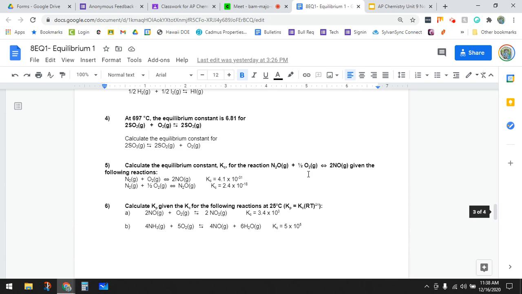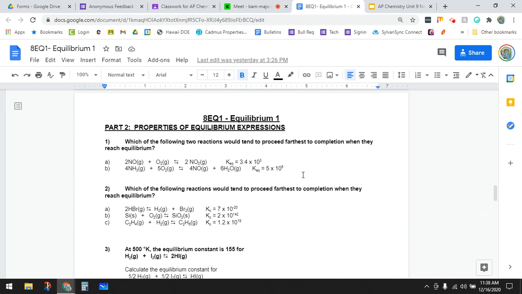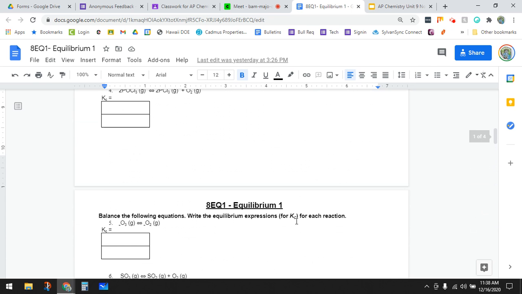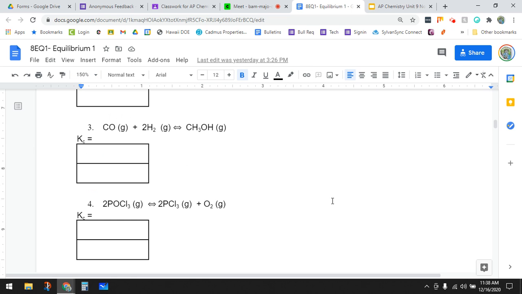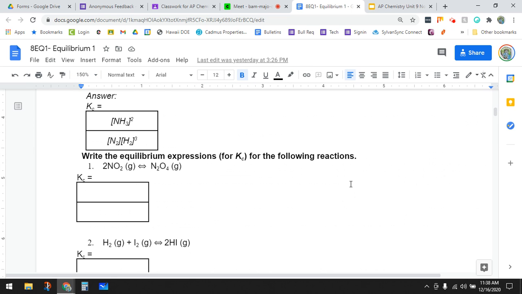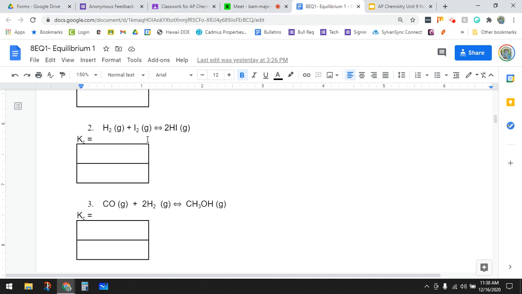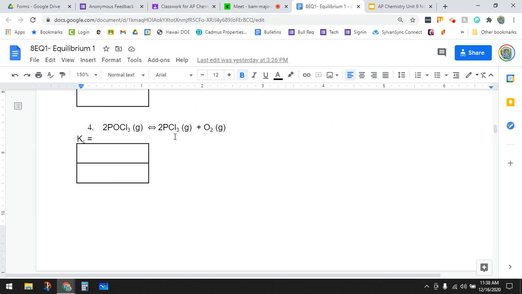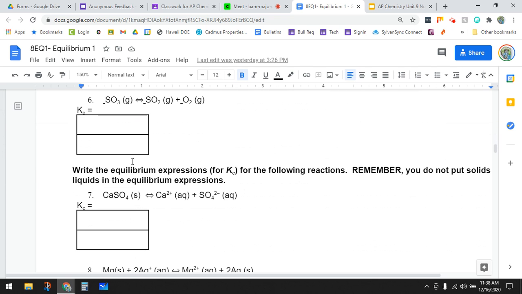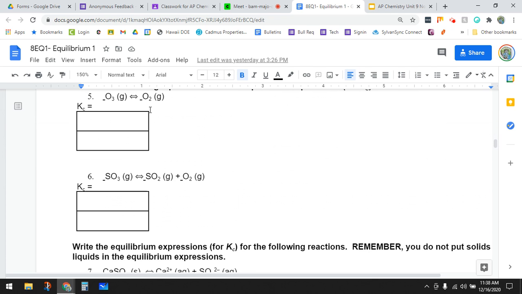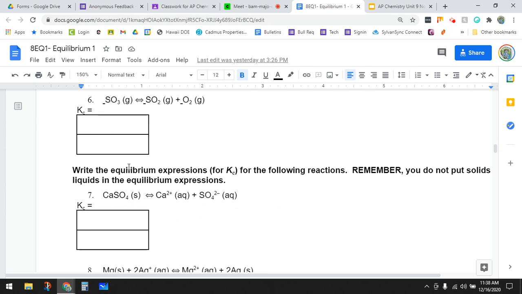Let's look at one of these. So this is the work that you're going to be doing for homework, whenever I'm done talking here. You're writing Kc equilibrium expressions. For the first couple, it's just gas, and those are fine. You have to balance these first, and then write the Kc expressions.